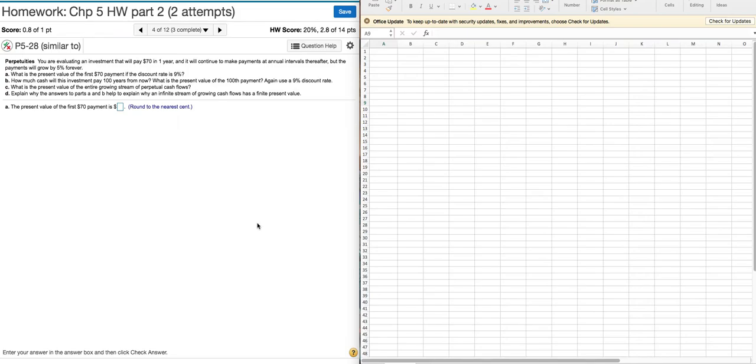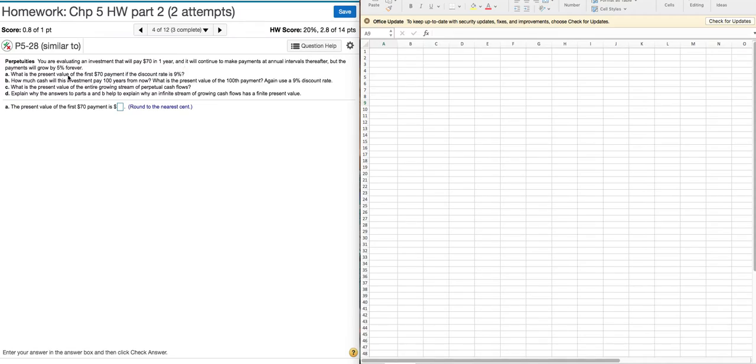Problem 5-28, and this one is also a perpetuity problem. We are starting out with an investment that's going to pay $70 in 1 year, but as a bit of a twist in this problem, the payments are going to grow after year one by 5% forever. So the annual payments are not going to be the same. We're going to start at $70, and that $70 is going to grow each year by 5%.